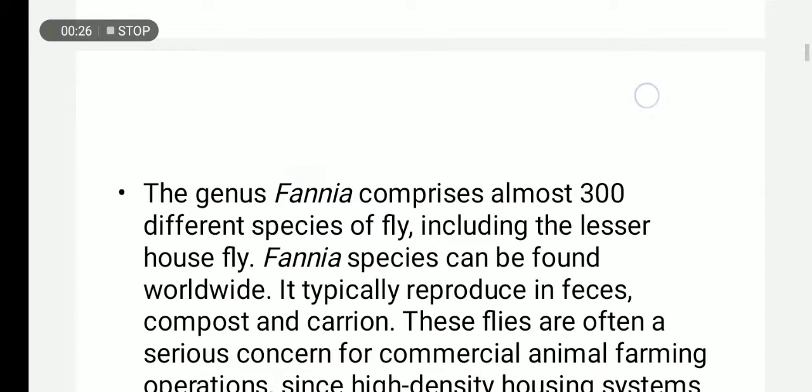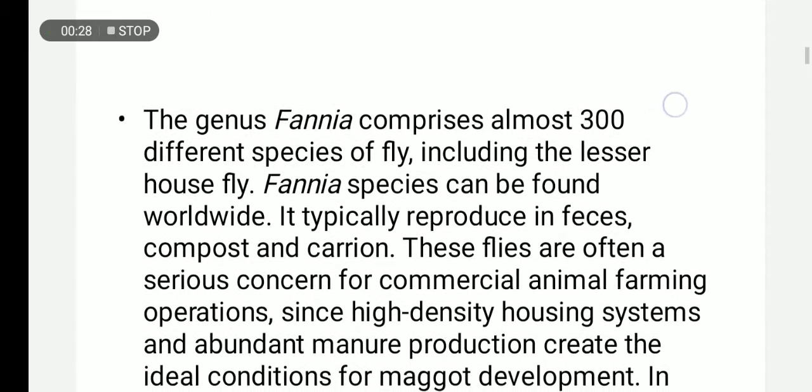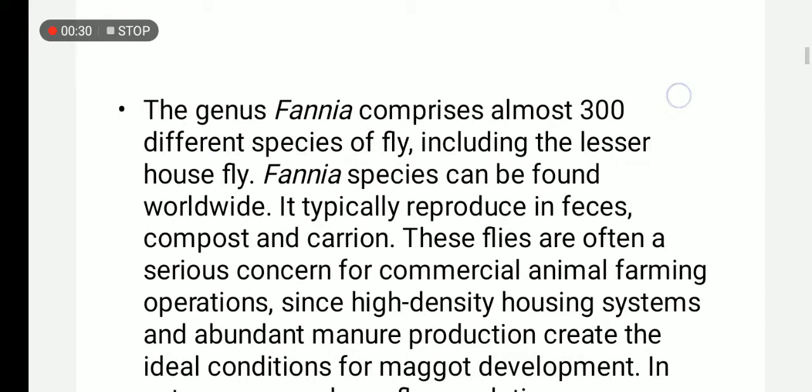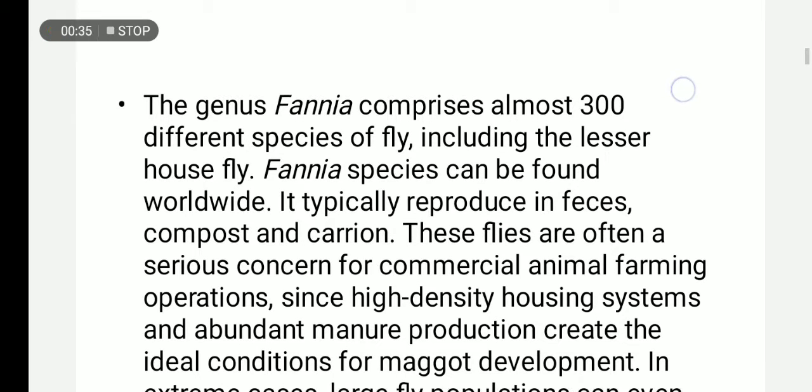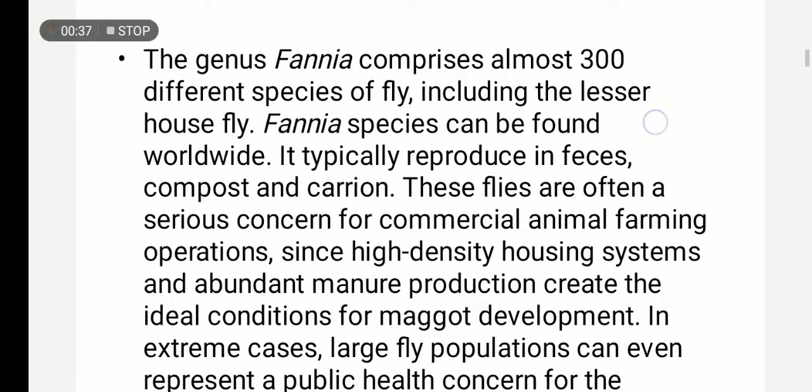It belongs to the genus Fannia. It comprises almost 300 different species of flies, including the lesser housefly. These flies are found worldwide. It typically reproduces in feces, compost and carrion. Carrion is dead decaying flesh.